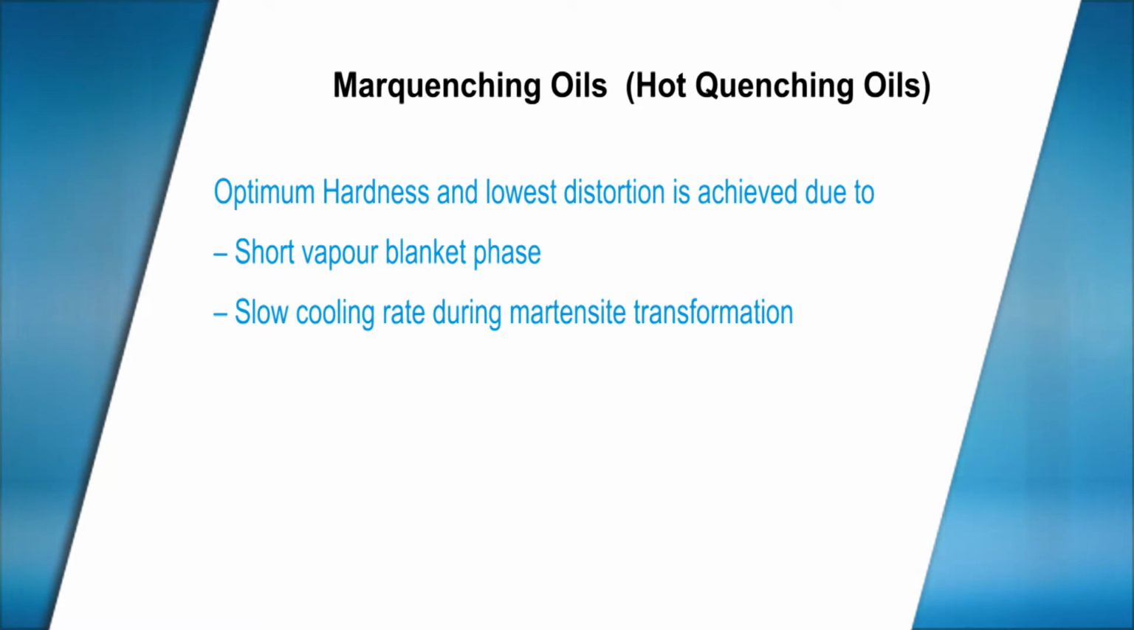Optimum hardness and lowest distortion can be achieved because of the extremely short vapor blanket phase and the slow cooling rate during martensite transformation.